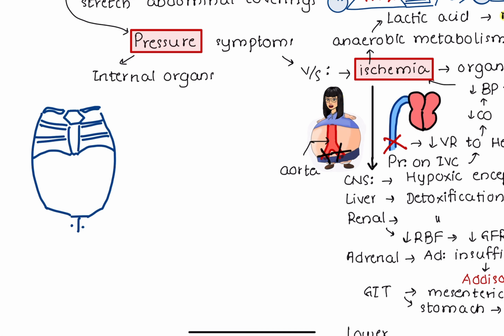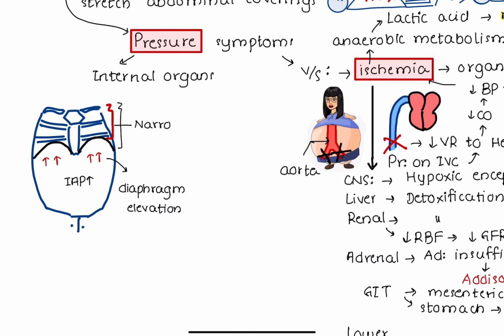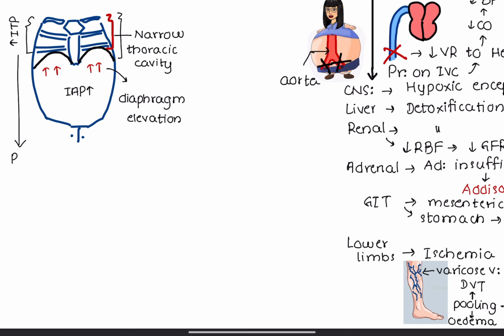A rise in intra-abdominal pressure causes elevation of diaphragm. This causes narrowing of thoracic cavity, which results in increased intrathoracic pressure as well. Increased intrathoracic pressure causes a direct compression on heart, lungs, and great vessels.